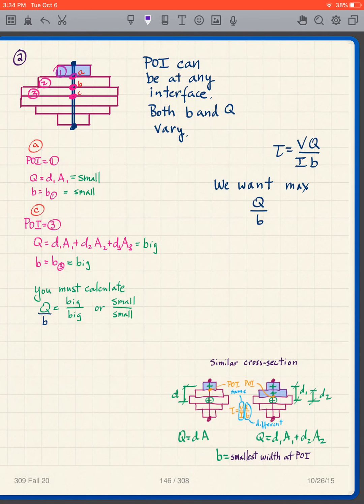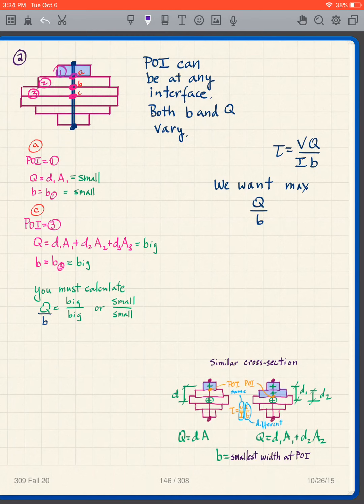All right, let's look at another potential situation. So now again, I have my laminated beam, a little bit similar. I have my bolt through all the laminations. I have my possible points of interest, which is A, B, and C. Which one is going to be critical? And then I want to get both B and Q. So notice B is not constant here. The width is not constant.